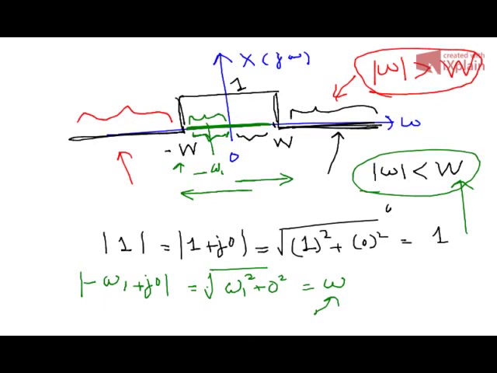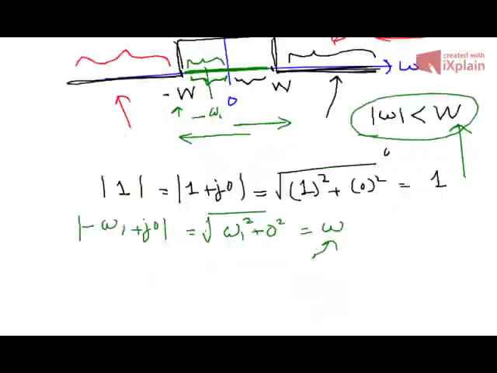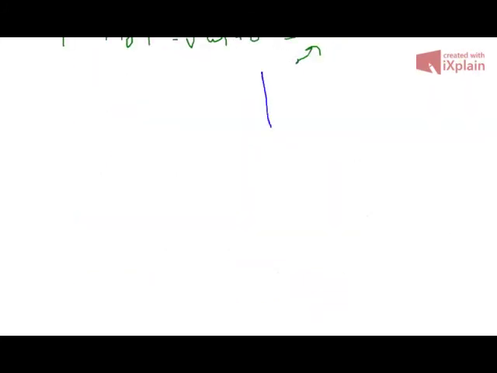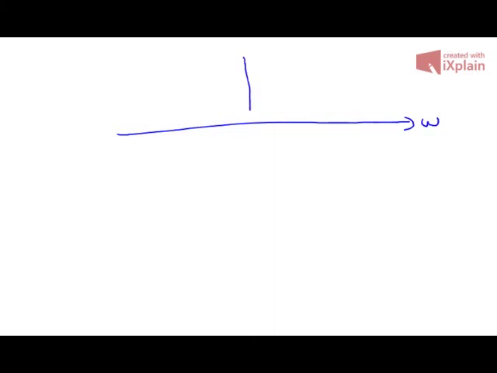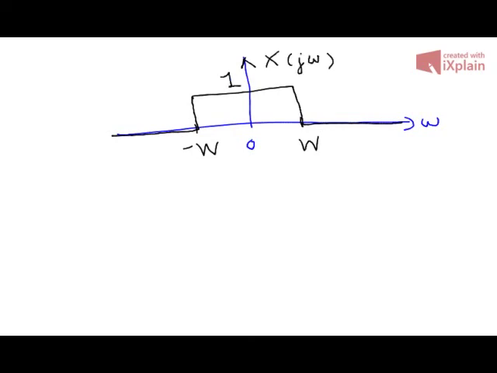So basically, if I draw this signal on a fresh page, this is omega, this is zero, W and minus W, and the signal is unity here and zero in the rest. So this is our x of j omega, the Fourier transform of a signal which is unity in this range. So it's an important signal.